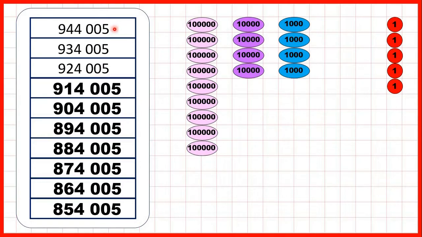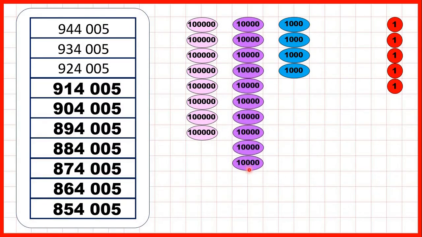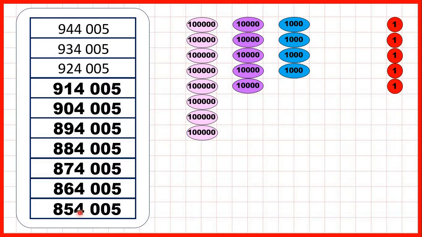Then we started with 944,005, which we can see here in place value counters. We were counting back in 10,000s, so we can take away our 10,000s counters, but then we need to exchange one of our 100,000s for 10 10,000s. Then we can keep on counting back in 10,000s until we get to 854,005. We now have 800,000s and 5 10,000s, and then of course our thousands, hundreds, tens and ones have stayed the same.